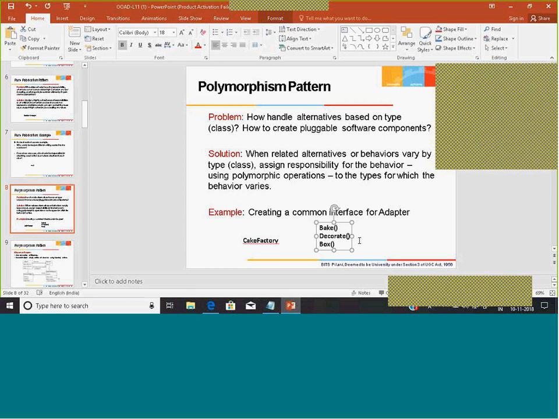So the interface was different in terms of a cake. The way the cake is to be prepared, the methods, the behavior of the cake, is put into one interface, and the rest of the types are responsible for implementing this particular interface. So it is the common interface that helps us to handle the alternative objects that might exist at runtime.